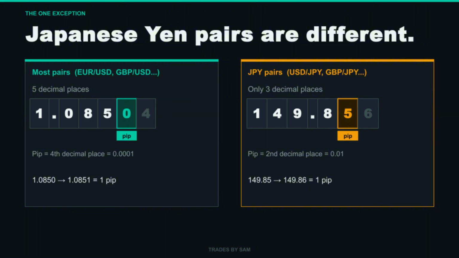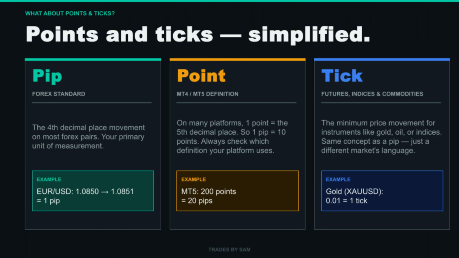Now, and this is where people start getting confused, most modern brokers actually quote prices to a 5th decimal place. So you'll see EUR/USD quoted as something like 1.08504. That extra digit at the end is called a pipette, or sometimes a fractional pip. It's just a more precise version of the pip. 5 decimal places on most pairs, 3 on yen pairs.